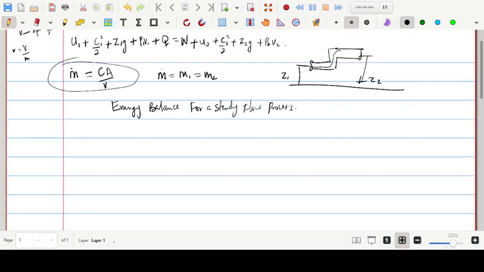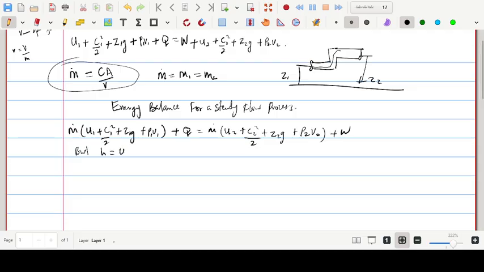So here I will exclude the W and the Q. Here I'll have m dot into brackets u1 plus c1 squared over 2 plus z1 g plus p1 v1, plus q is equal to m dot, then we have u2 plus c2 squared over 2 plus z2 g, and p2 v2, plus w, which is the work done. You understand?